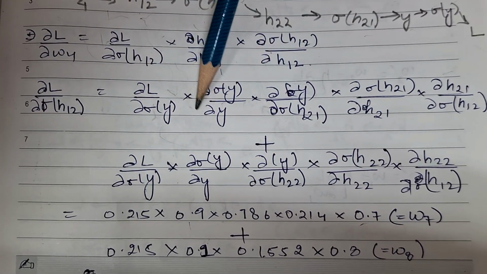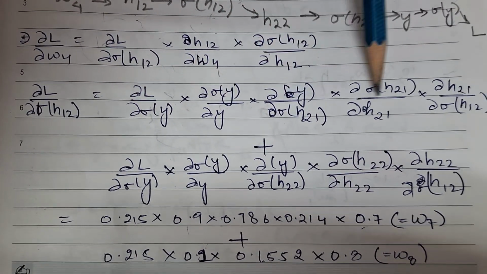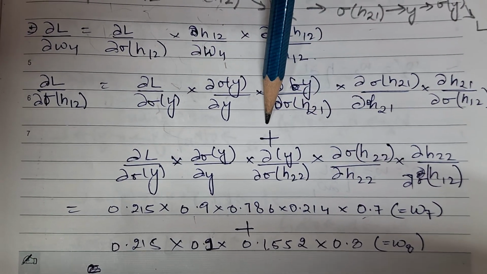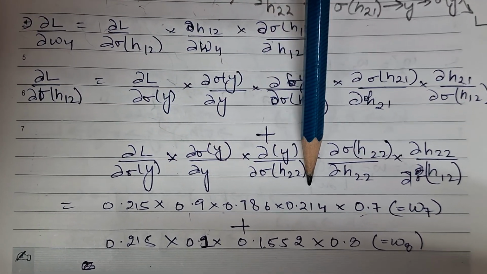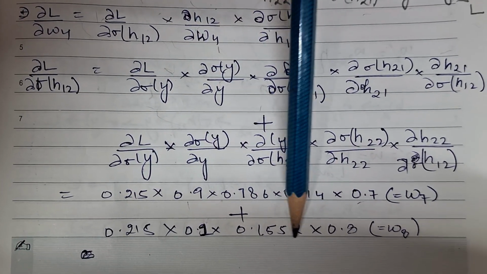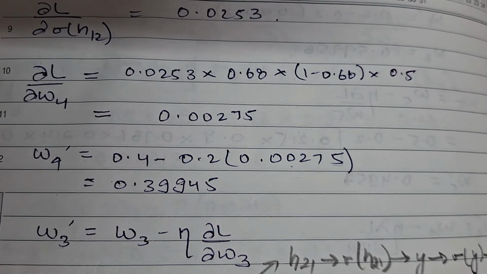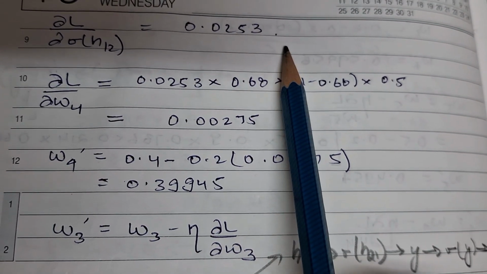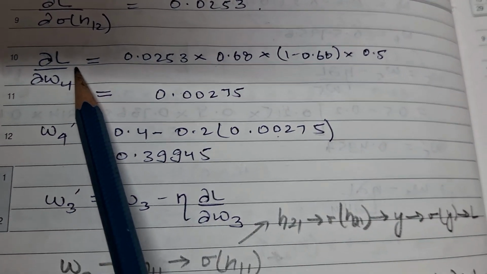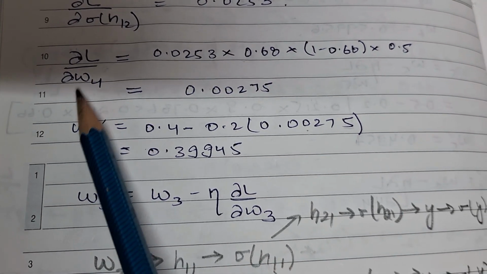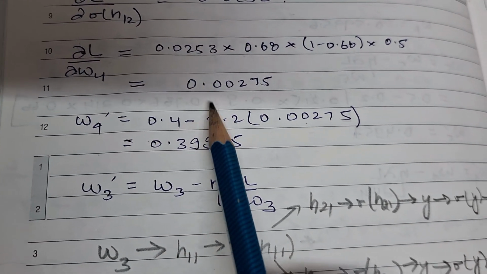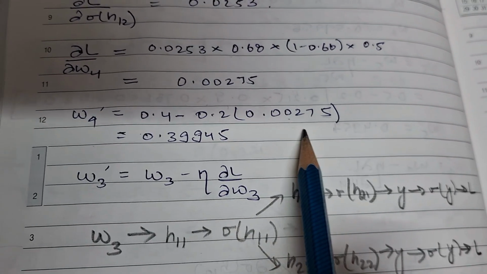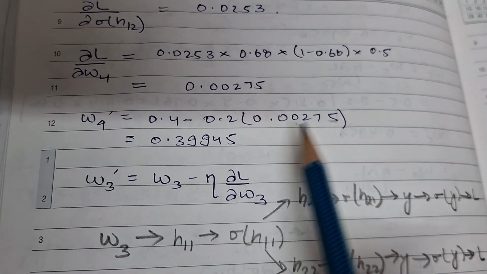After calculating every single multiplication term, putting it in their respective places and adding it with every other multiplication term, we come up to the value of del L by del of sigma H12, which comes out to be 0.253, which we can put in our formula to get del L by del omega 4, which comes out to be 0.00275. Using this value, we can put that value in our gradient descent formula to get the new value of omega 4.